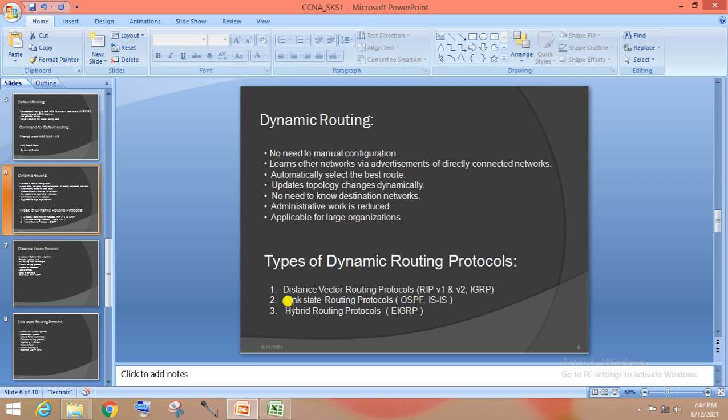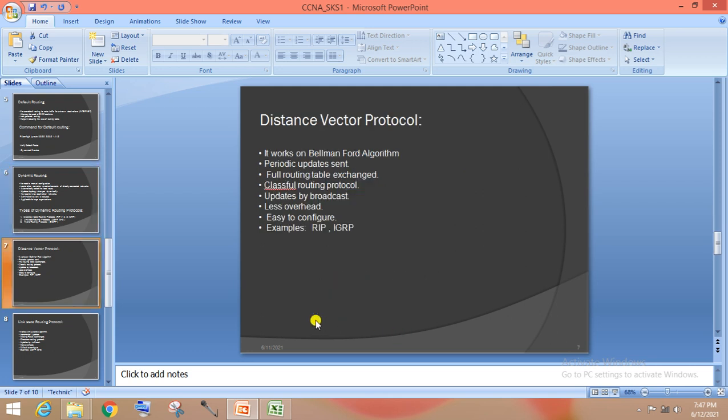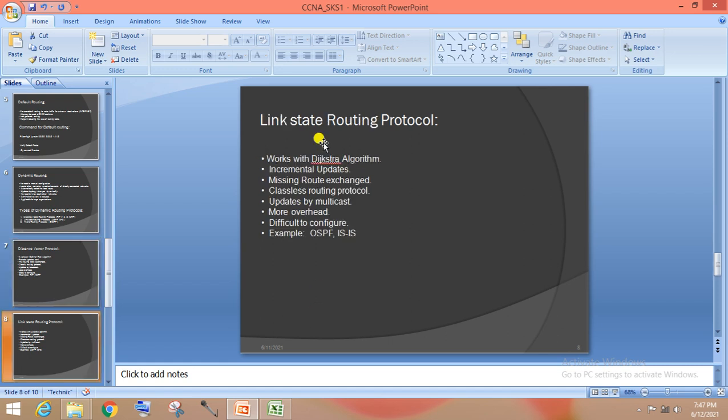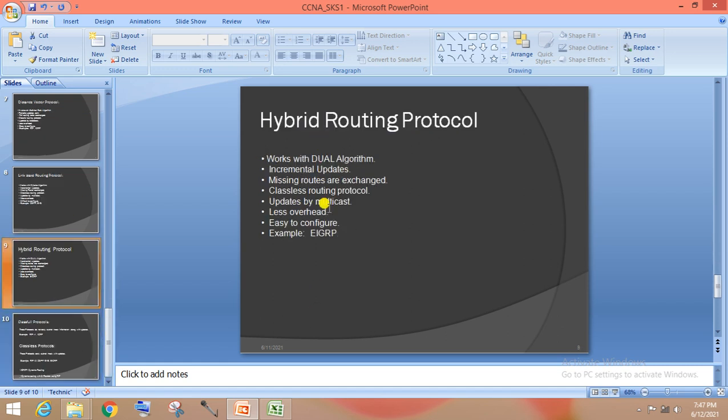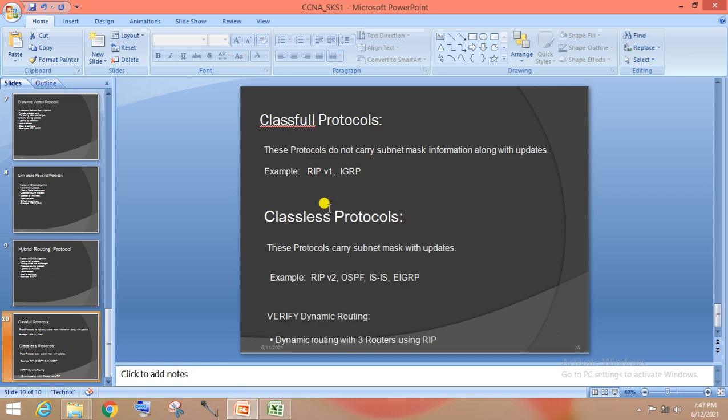They are distance vector, link state and hybrid. So what were the differences between the distance vector, link state and hybrid routing protocols? We have already discussed that, and also what the classful and classless routing protocols are. Now today we have to discuss the practicals of dynamic routing. So let us start, just for verification, to see how dynamic routing works.